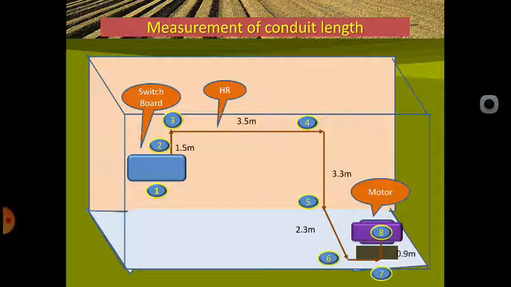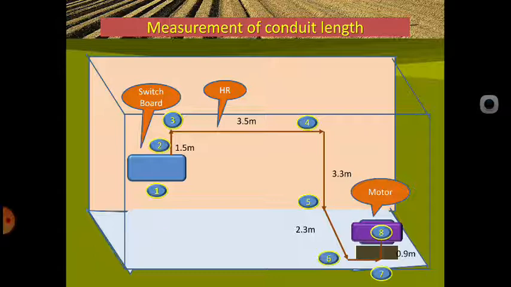Let us assume the lengths in between. For example, 2 to 3 is 1.5 meters, 3 to 4 is 3.5 meters based on the given dimensions of the room, 4 to 5 is 3.3 meters, and 5 to 6 is 2.3 meters. For 6 to 7 and 7 to 8 to the terminal box, we take 30 centimeters plus 30 centimeters plus 30 centimeters, which is 90 centimeters. Now add up the total value, and it will give the total length of the conduit. This is a simple thing.